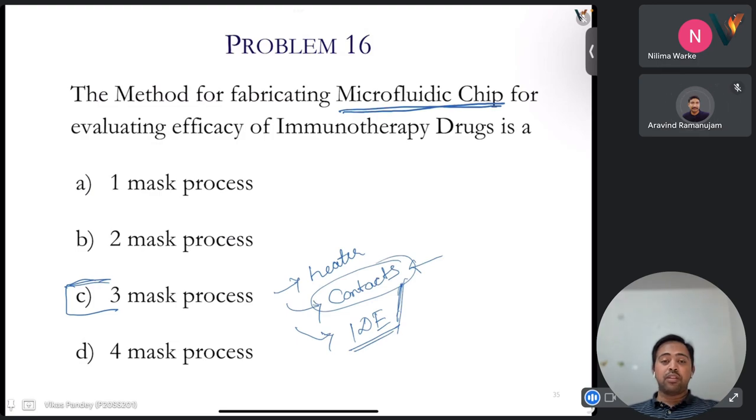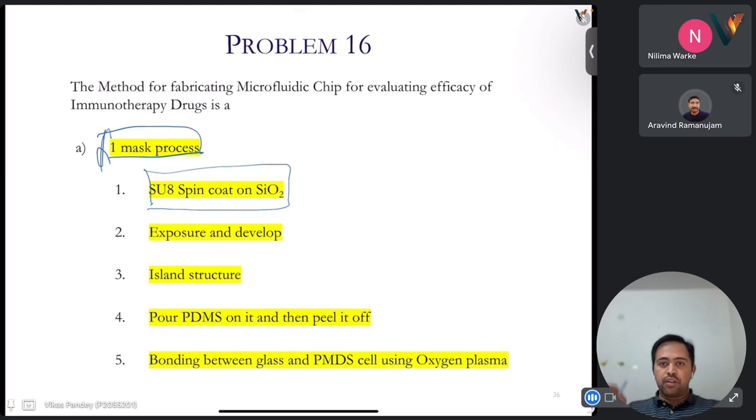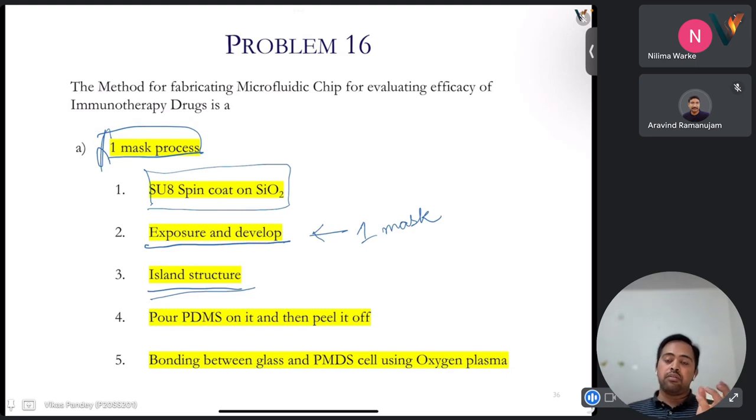So what about the SU8 tank? I am not talking about the heater and ID, I am just saying one mask is not the correct one. So what is being done on the SiO2? We are spin coating the SU8 to create the microfluidic area, where we will put the tissue and all. We are exposing and developing. So one mask is being used here. Fine. This is to create the tank kind of pattern, the island kind of structure, which we will reverse. How will we reverse? We will pour PDMS on it and then peel it off.